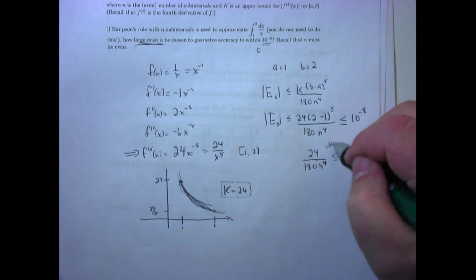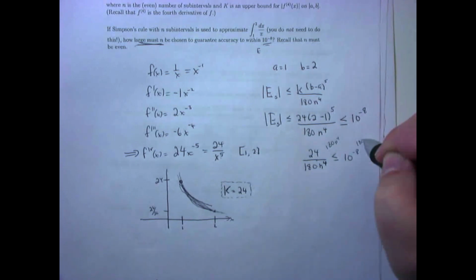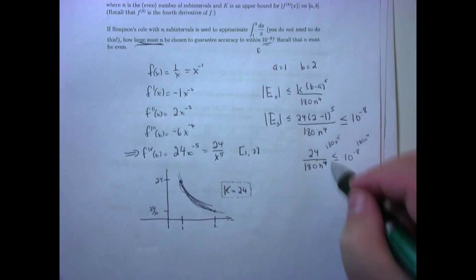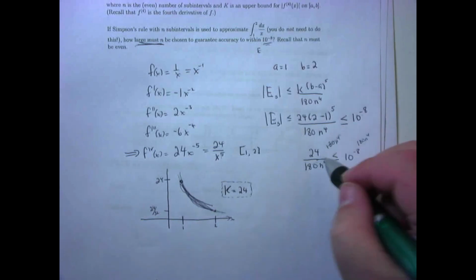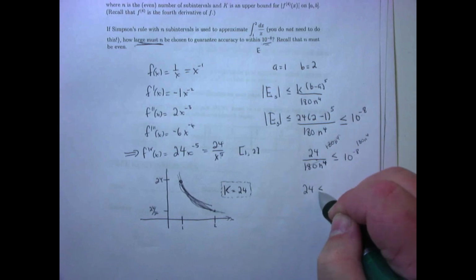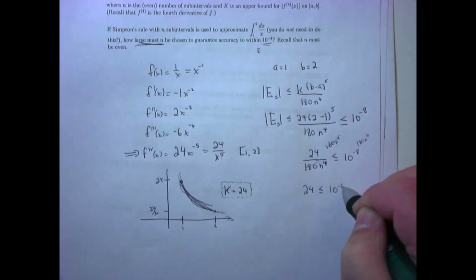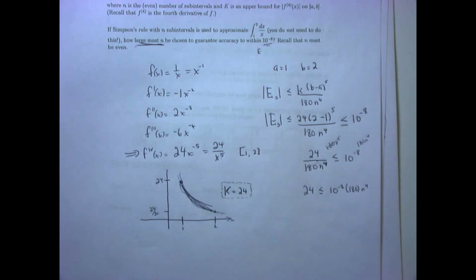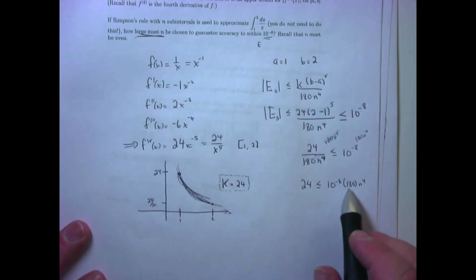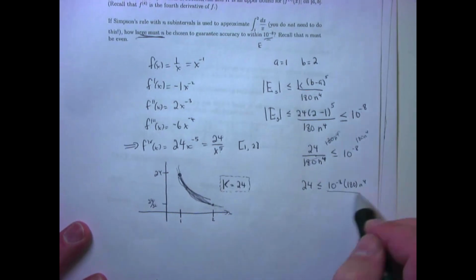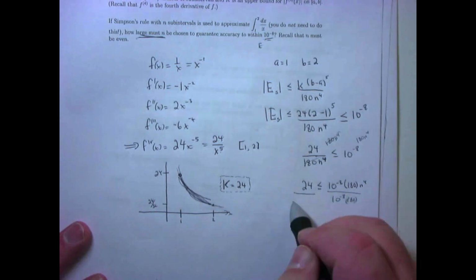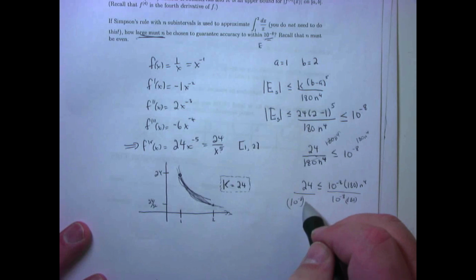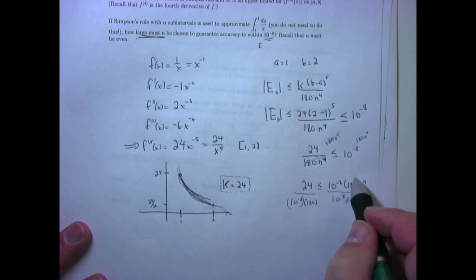I'm going to multiply both sides by 180 n to the 4th. That will cancel over here on the left. Does that make sense? That would give you 24 is less than or equal to 10 to the negative 8 times 180 n to the 4th. I got to get the n to the 4th by himself first. How do I get this n to the 4th by himself? I'm going to divide by 10 to the negative 8 times 180. What I do to one side, I do to the other. They're both positive, so no worries, no sign changes or anything.